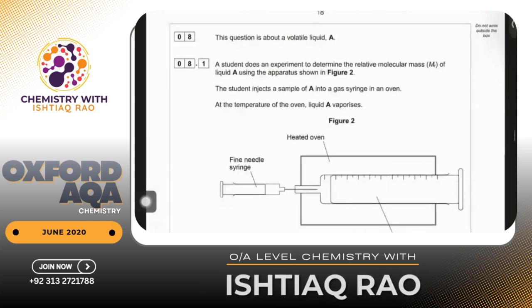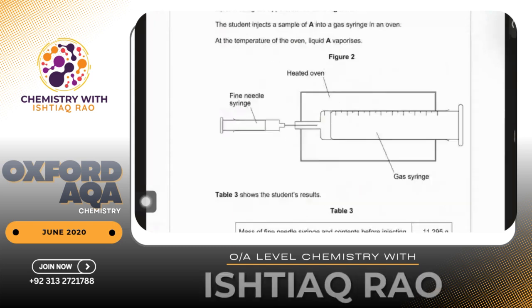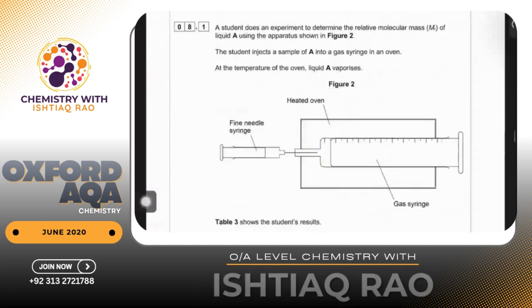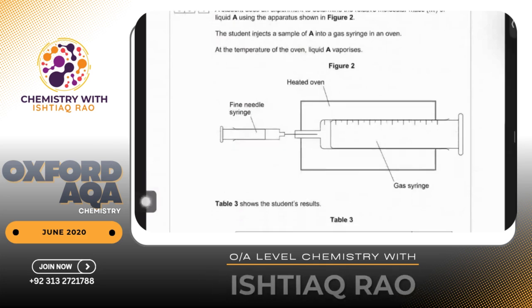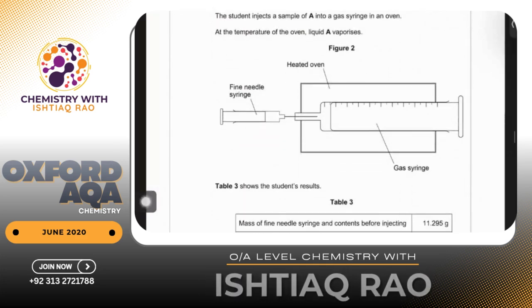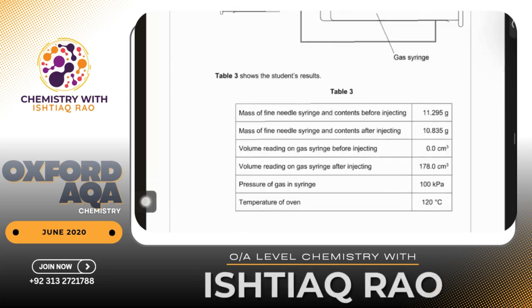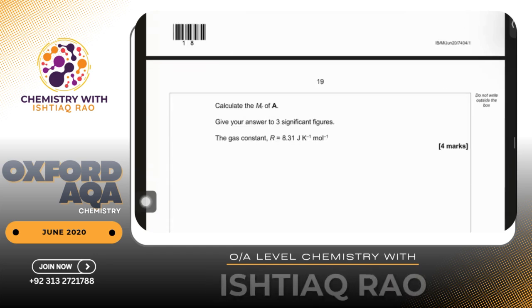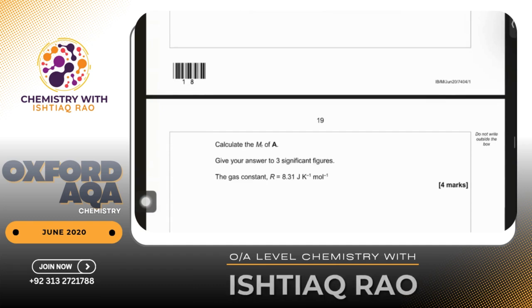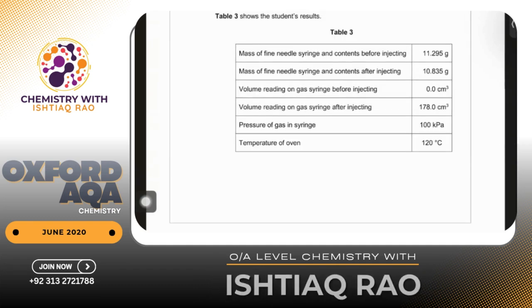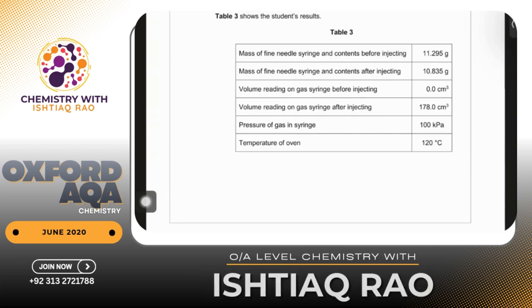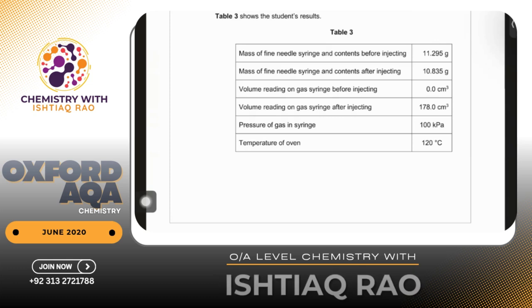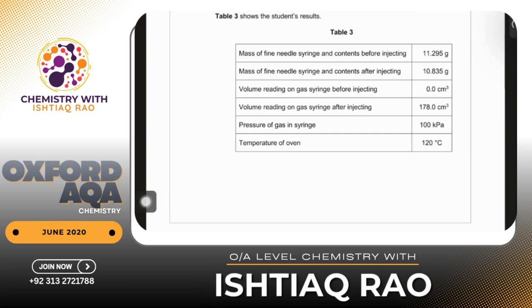This question is about a volatile liquid A. A student does an experiment to determine the relative molecular mass of liquid A using the apparatus shown in figure 2. The student injects a sample of A into a gas syringe in an oven. At the temperature of the oven, liquid A vaporizes. They are asking to calculate the Mr of A, giving the answer to three significant figures, since R is given to you. So you are supposed to use PV equals nRT. We can use this and we will get the Mr.